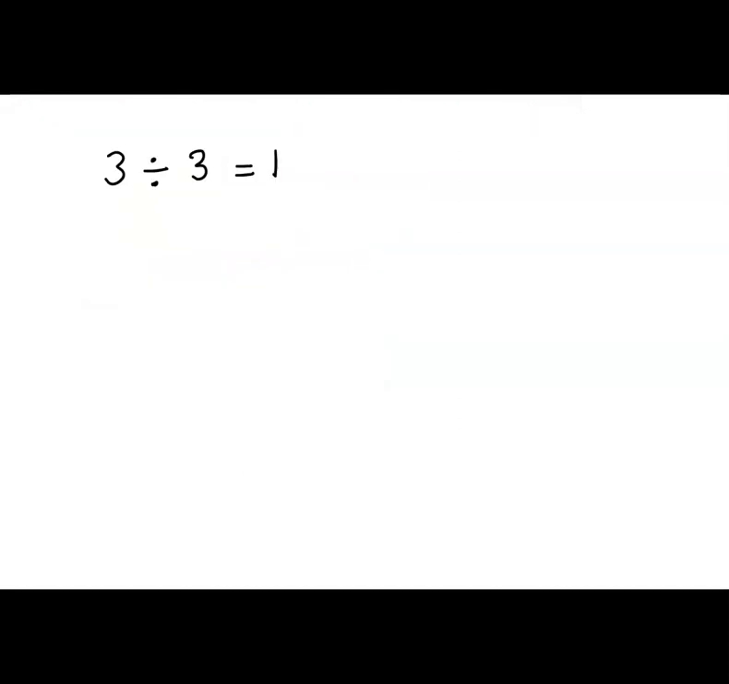3 divided by 3 is equal to 1. 4 divided by itself, 4 divided by 4 is equal to 1. What do you notice? A number is being divided by itself in both cases, and the answer is 1. Does this work when we group for division?